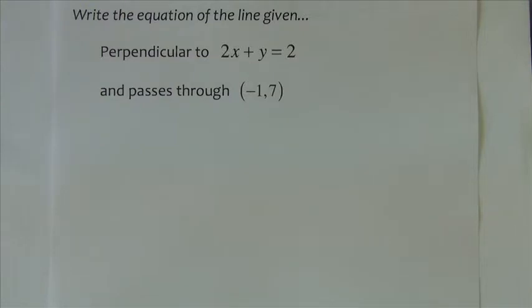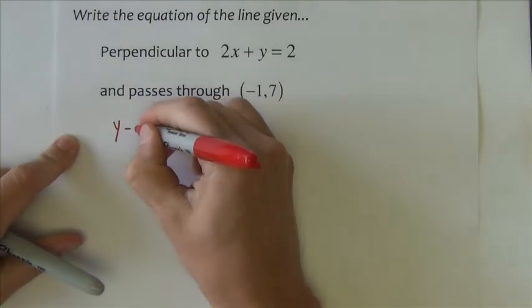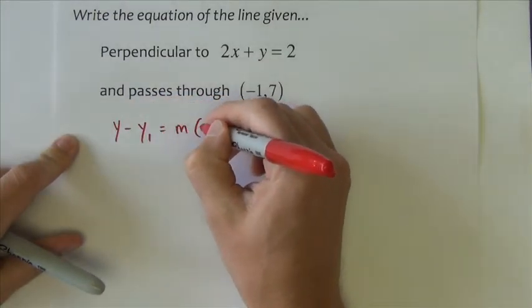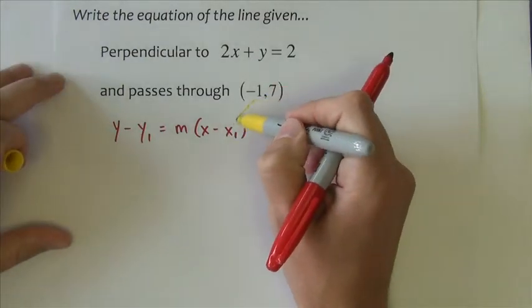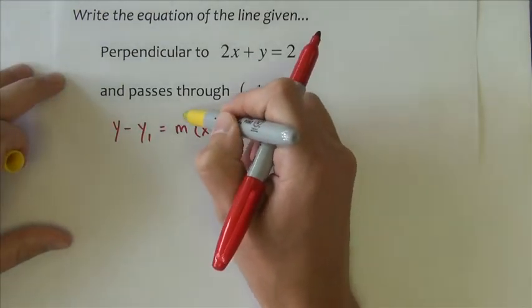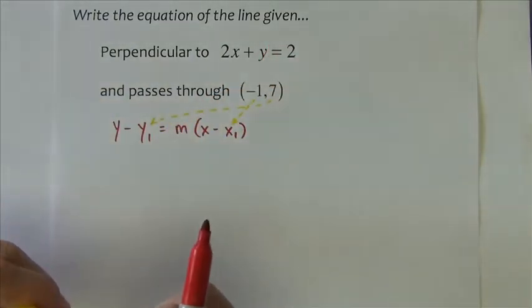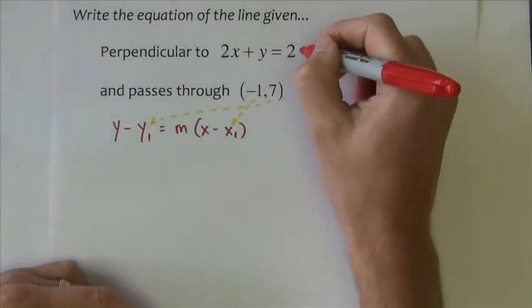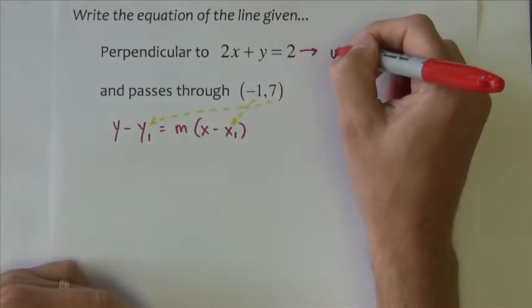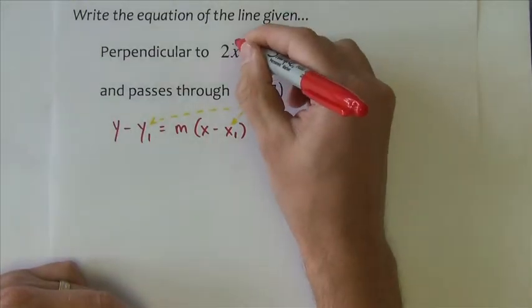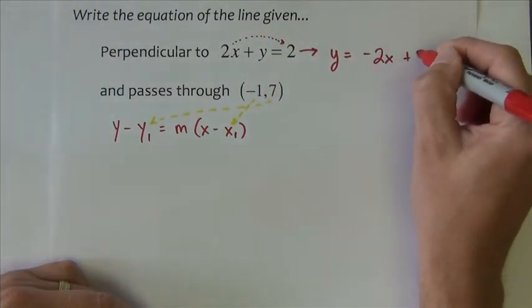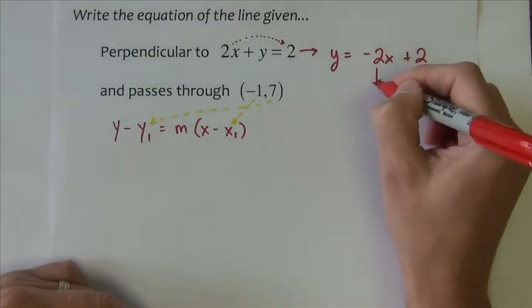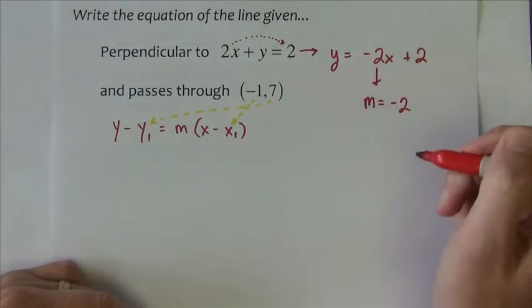This last example, we're going to be perpendicular to a given line and pass through that point. So again, point slope. The point going in for these numbers respectively. The slope, I need to find the slope up here, and that requires me to solve this for y. This 2x needs to subtract to this side, so it'll be -2x plus 2. So the slope m is -2.